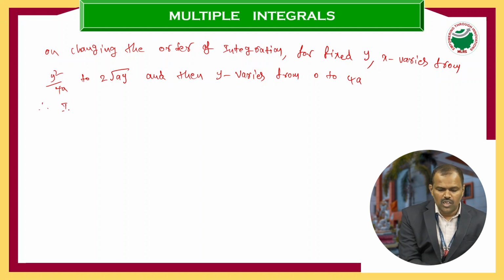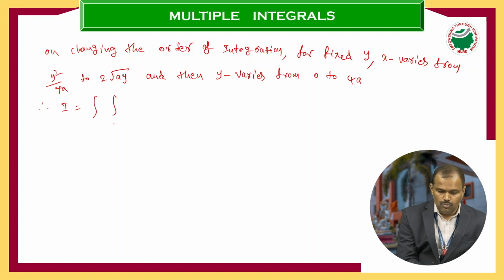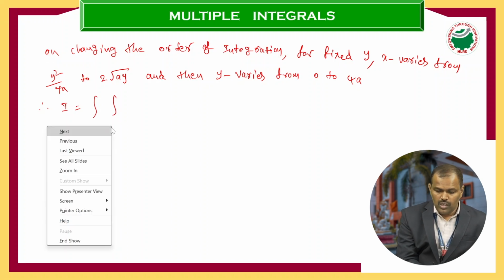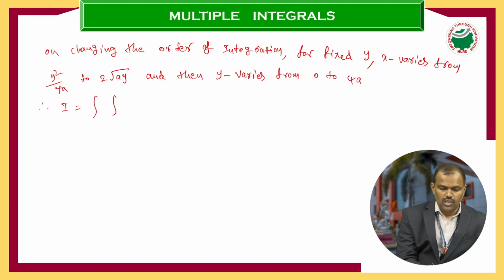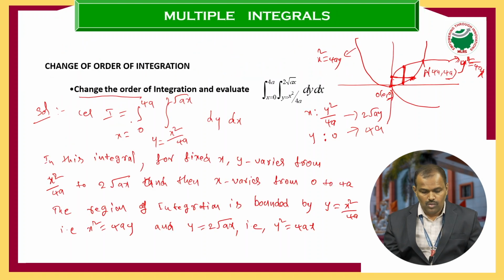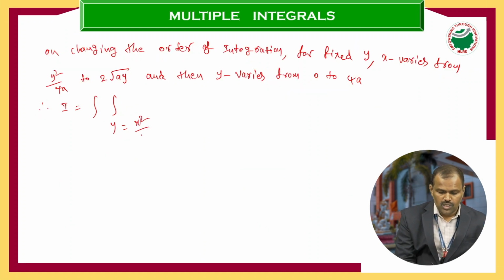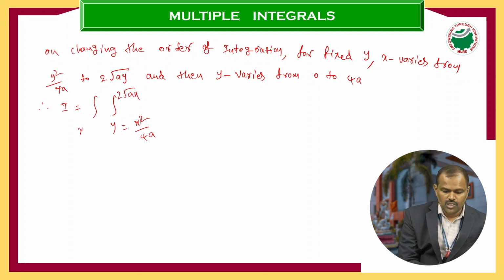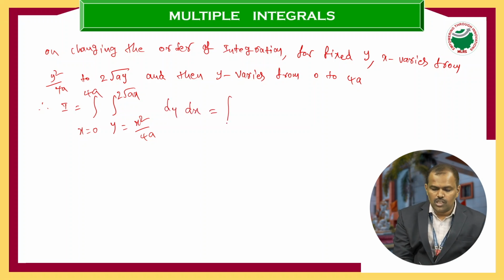Therefore, the given integral I is equal to, just writing what it is before changing, y is equal to x square by 4a to 2 root ax, and x limits, x is equal to 0 to 4a, dy dx. This is before changing. Now after changing, what are the new limits from the region of integration?